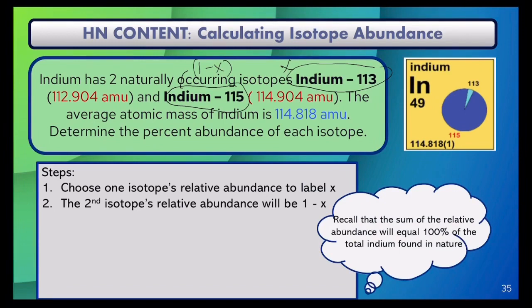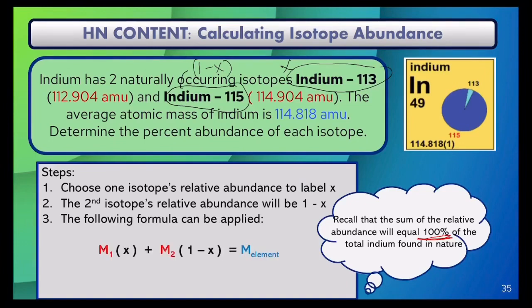So recall that the sum of the relative abundances will equal 100% of the total indium found in nature. If you are a formula person, you like formulas, then you can use this to guide you. So what you're going to do is take the mass of each isotope, represented by the red M. The M1 would be the mass of the first isotope that you assigned X. M2 would be the mass of the second isotope that you assigned 1 minus X.